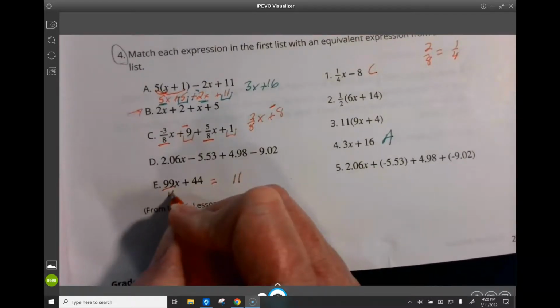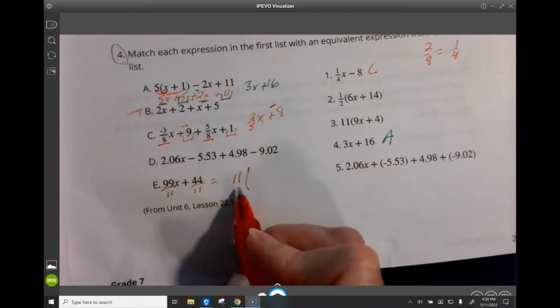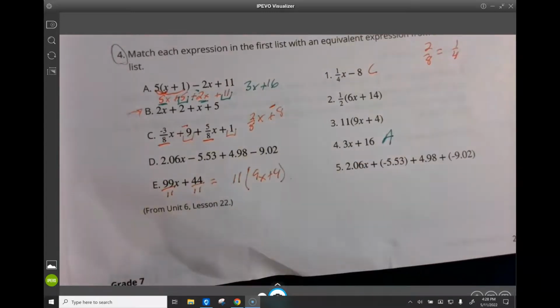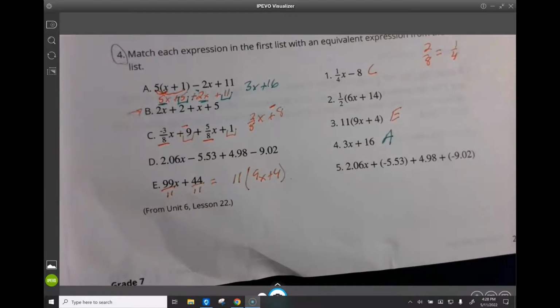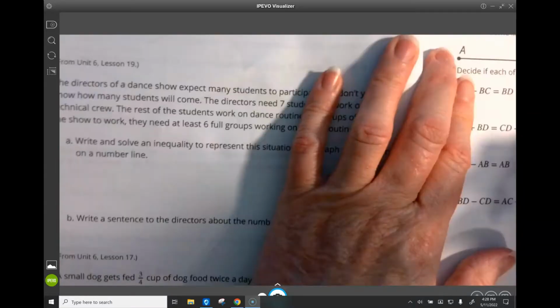So if I divide both of these by an 11, I get, in parentheses, because I'm factoring out the 11, 9x plus 4. Where does that match up with? That's E. I think you can figure out, even without doing too much work, which one are 2 and 5. Good. Let's go to the next page.